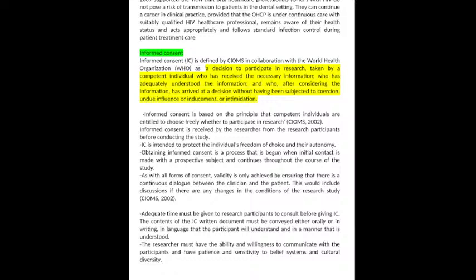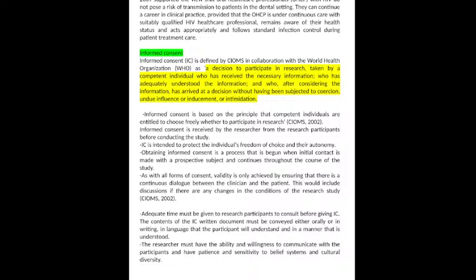Informed consent is based on the principle that competent individuals are entitled to choose freely whether to participate in research or not. Informed consent is received by the researcher from research participants before conducting the study. So before the study starts, the participants or people who will be involved in that research must agree that yes, we want to participate.